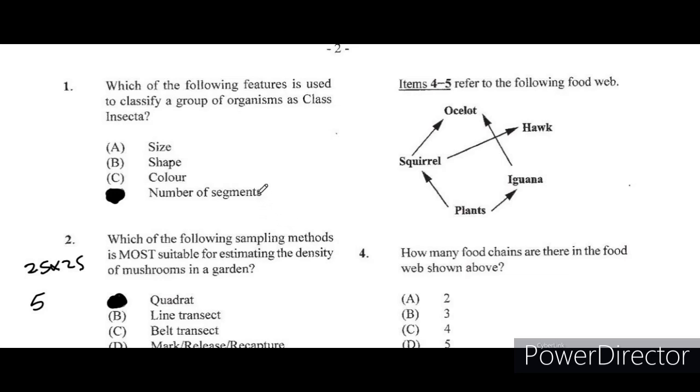Items 4 to 5 refer to the following food web. You know, a food web is a compilation of more than one food chain. So, plants to squirrel, the ocelot. Yeah, this is one food chain here. Plant, squirrel, hawk, that's another. Plant, iguana, ocelot, that's another one. Deer, that's another food chain.